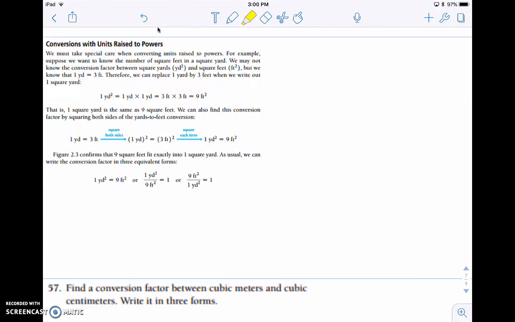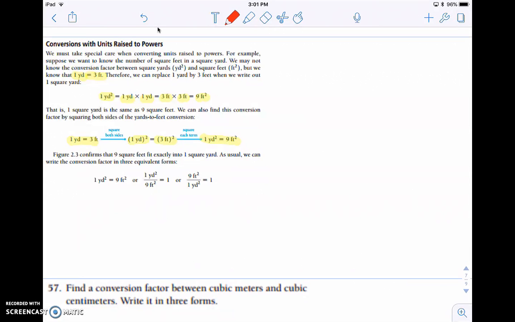So this first little example here is converting a square yard into square feet. We know that 1 yard is equal to 3 feet, but 1 square yard is not 6 feet. That's the most common mistake. So we've got to look at 1 yard squared, which is 1 yard times 1 yard. Each yard is 3 feet, so that's 3 feet times 3 feet, or 9 feet squared. Notice that we took 1 yard equals 3 feet, and when we square both sides, we get that 1 yard squared equals 9 feet squared.